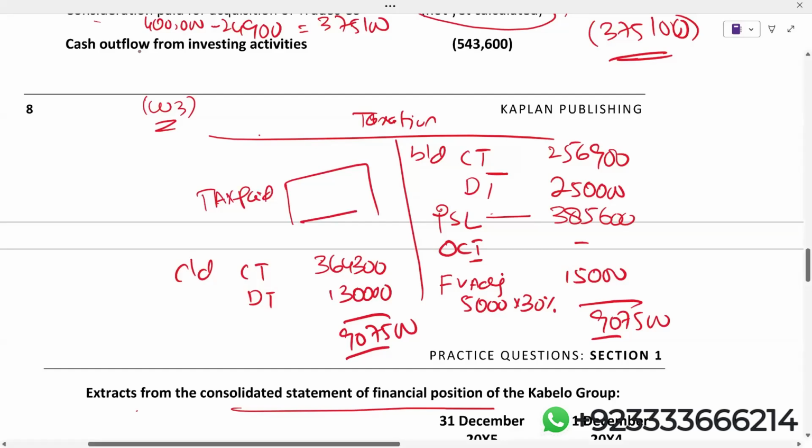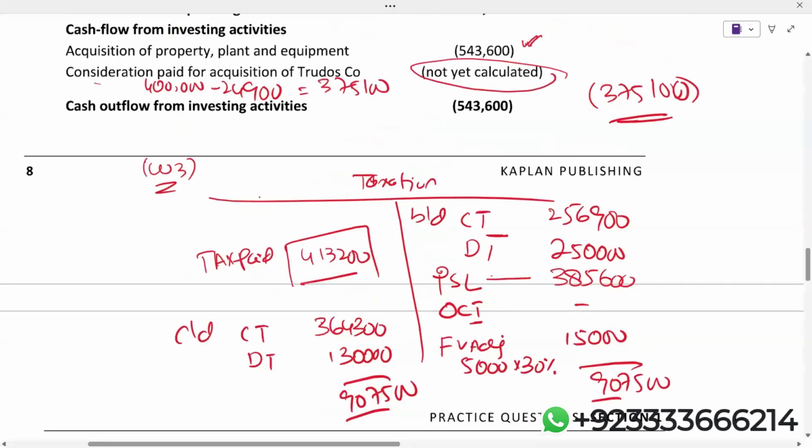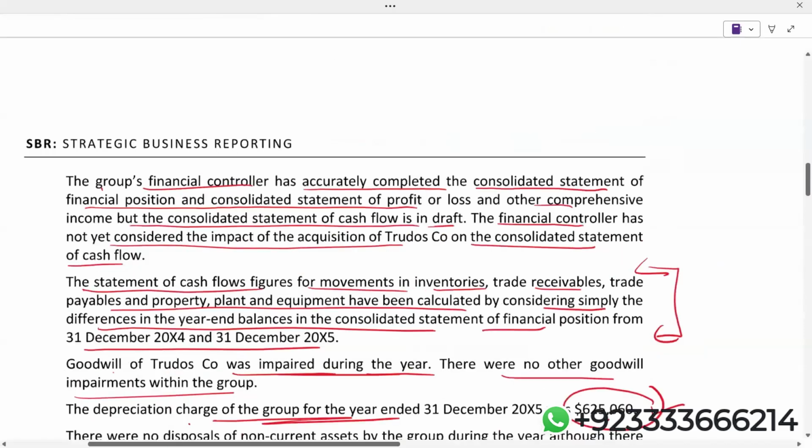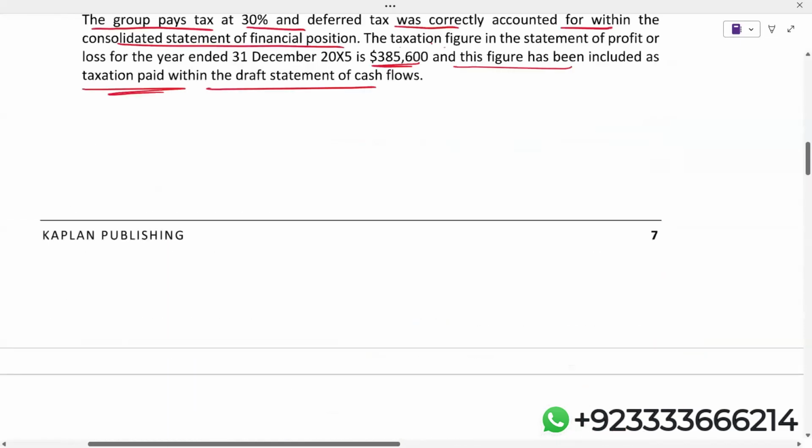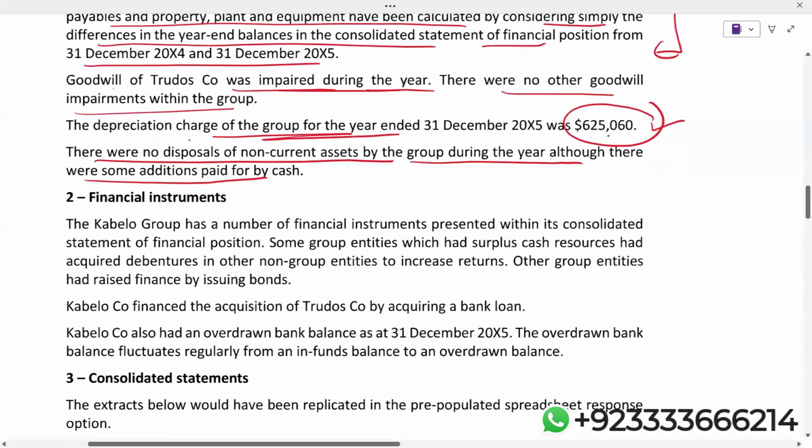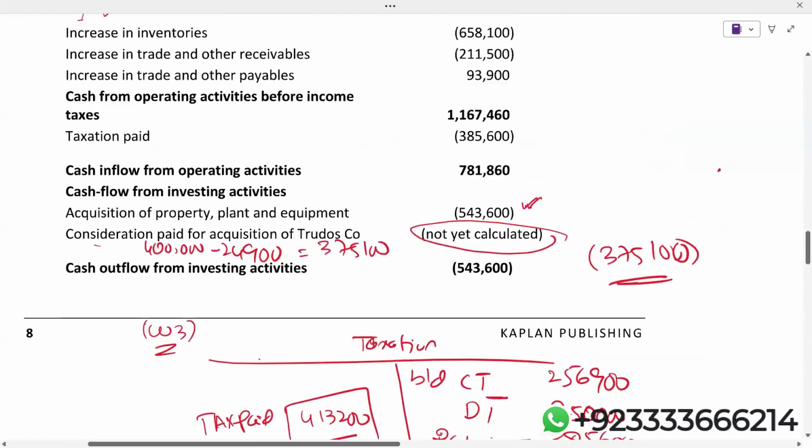Tax paid. Let's see the balancing figure. From 9,07,500, I'll deduct 3,64,300 minus 1,30,000. Students, I'm getting 4,13,200. So basically, in the revised cash flow statement, the deferred tax which they have calculated is not correct. In revised, we will show 4,13,200.